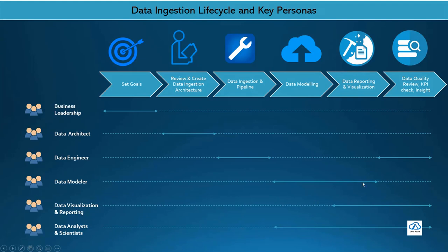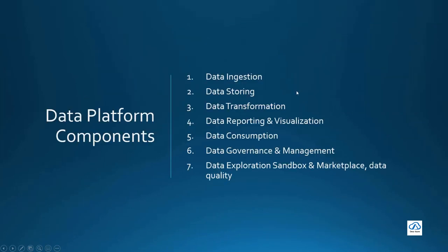The data modeler does all those data modeling, data reporting, and visualization, and also works with the data visualization or reporting person. And then the last one is the data analyst and data scientist, who start to work the moment the data is available and work till the end to ensure the data is good, there are proper KPIs, and identify the data insights. So that's how the data lifecycle works, from setting up the goals to designing the architecture, ingesting the data, doing the data modeling, exposing the data as a report or visualization, and then analyzing the data. This is the data ingestion lifecycle with all the key personas that will be involved in this approach. Now, what are the components that you have?